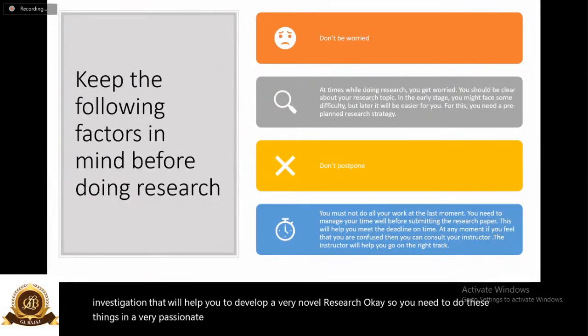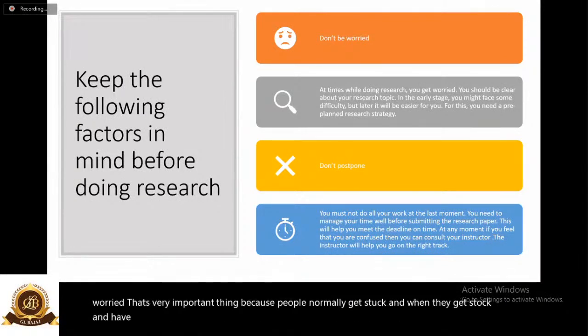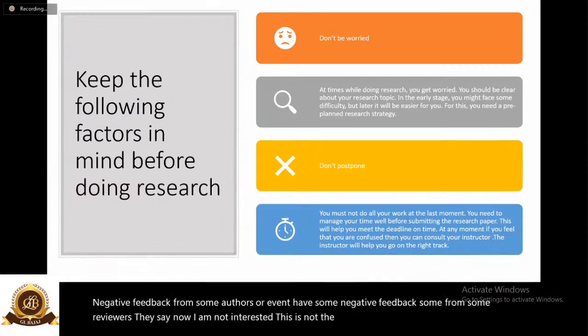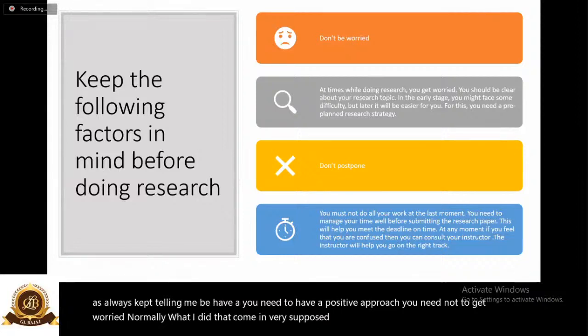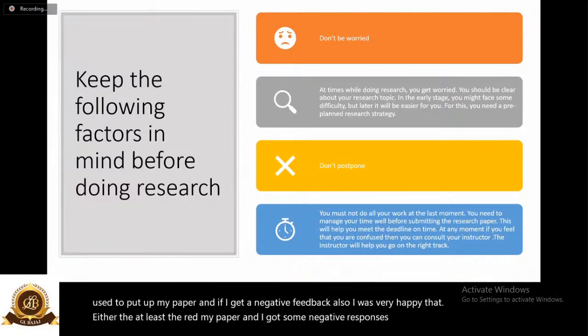Now when we are doing research, as I told you, don't be worried. That's a very important thing, because people normally get stuck, and when they have some negative feedback from some authors, or from some reviewers, they say, now I'm not interested, this is not the thing. As I always tell my students, you need to have a positive approach. You need not get worried. Normally, I used to submit my paper to high impact factor journals, and if I got negative feedback, I was very happy that at least they read my paper, and I used those negative responses to build something positive.